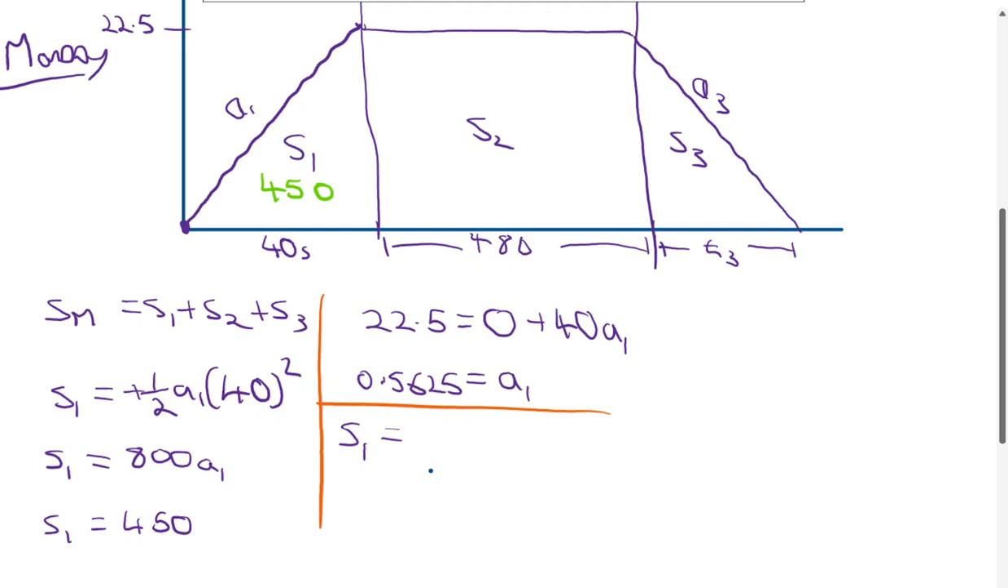So the area of S2 is our 22.5, and actually it's S equals UT, because there's no acceleration. So UT, so 22.5 by 480 is S2. Sorry, S2 is 10,800.